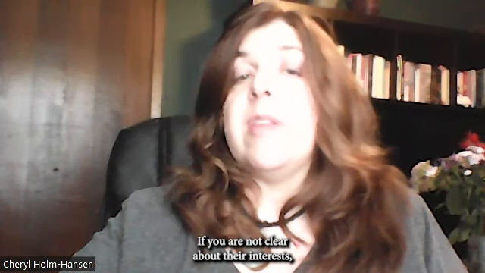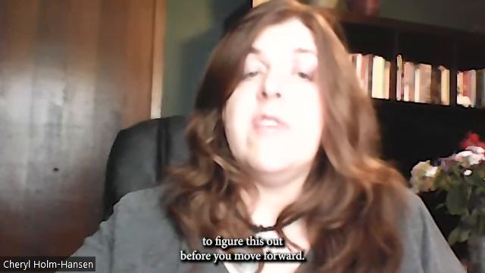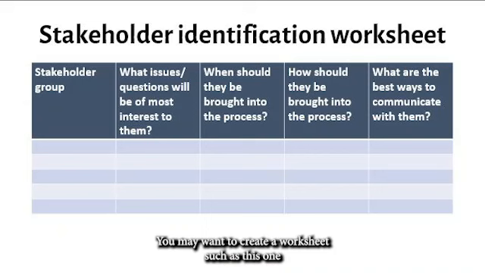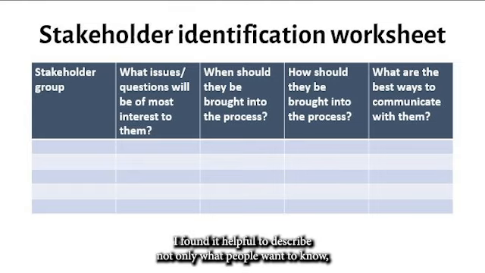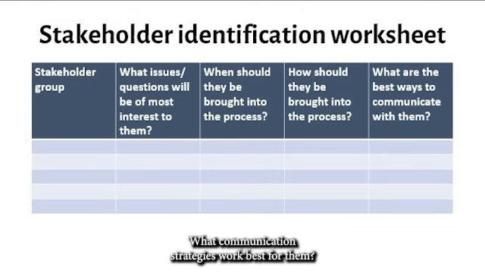If you're not clear about their interests, you may want to have some specific conversations to figure this out before you move forward. You may want to create a worksheet, such as this one, to identify key stakeholders and document their interests. I found it helpful to describe not only what people want to know, but to also develop a plan for bringing them into the process. When and how should they be involved? What communication strategies work best for them?